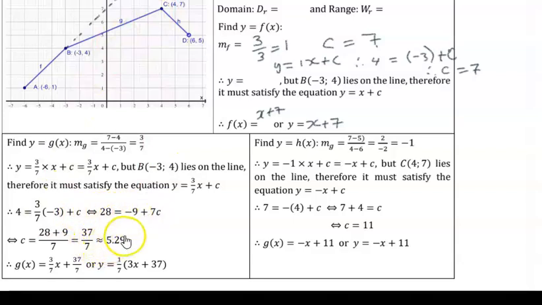Now if I work out the value of c, you will notice here that it doesn't go through the y-axis at 5 or 7. It's somewhere in between 5 and 7, and if you calculate it, it's approximately 5.29. If I write it down in the exact value, that's 37 over 7, I can rewrite it in this way, to make it easier for us to do our calculations.